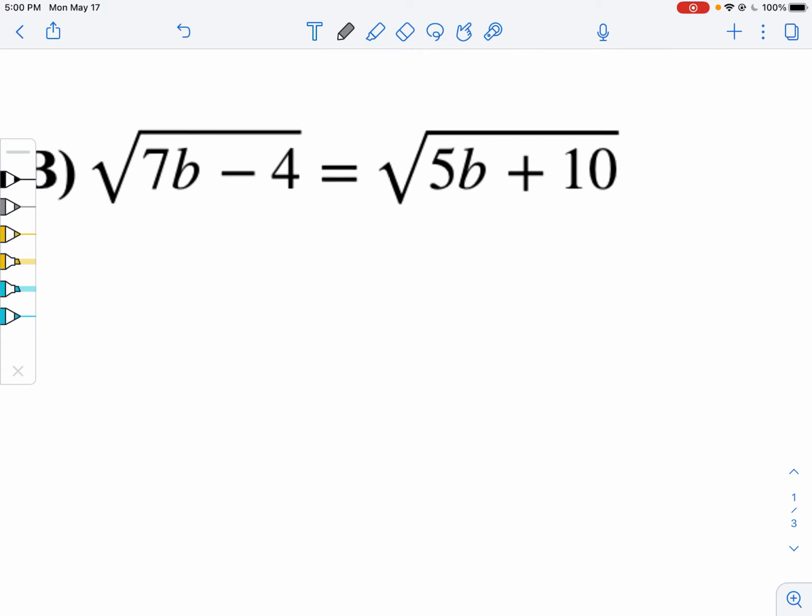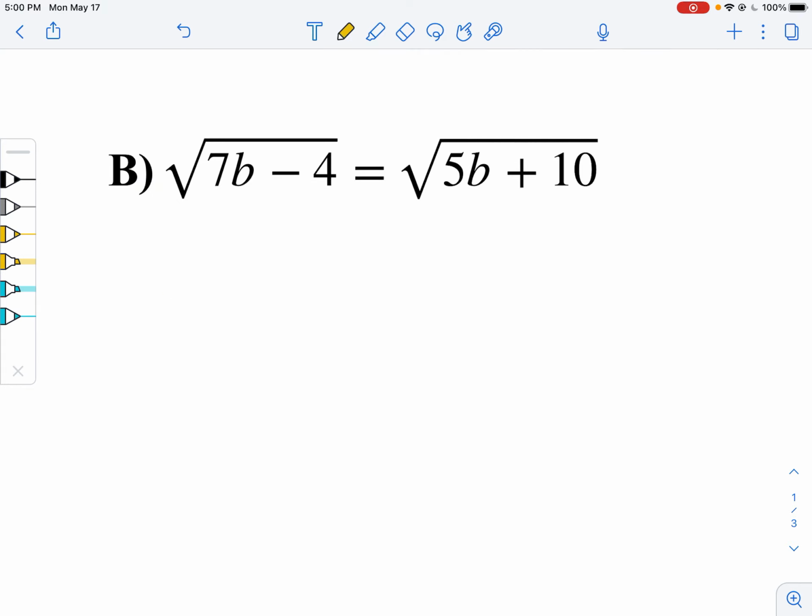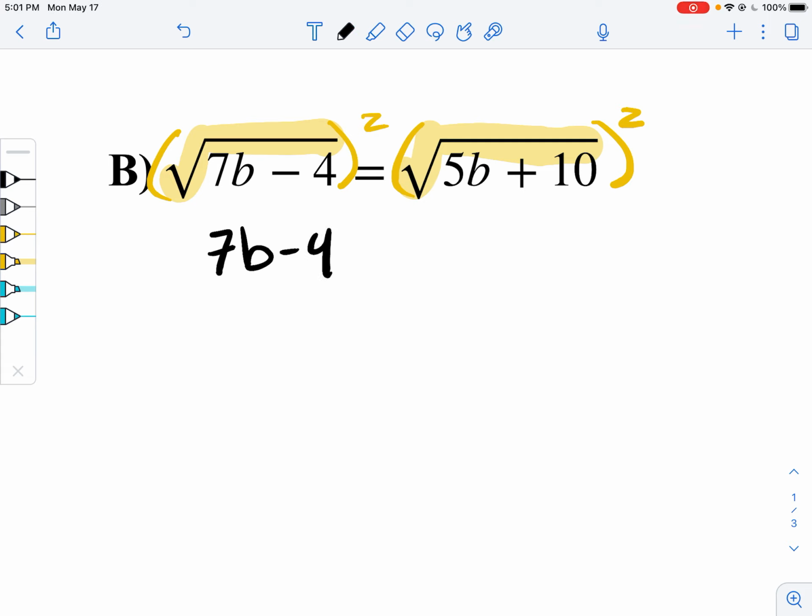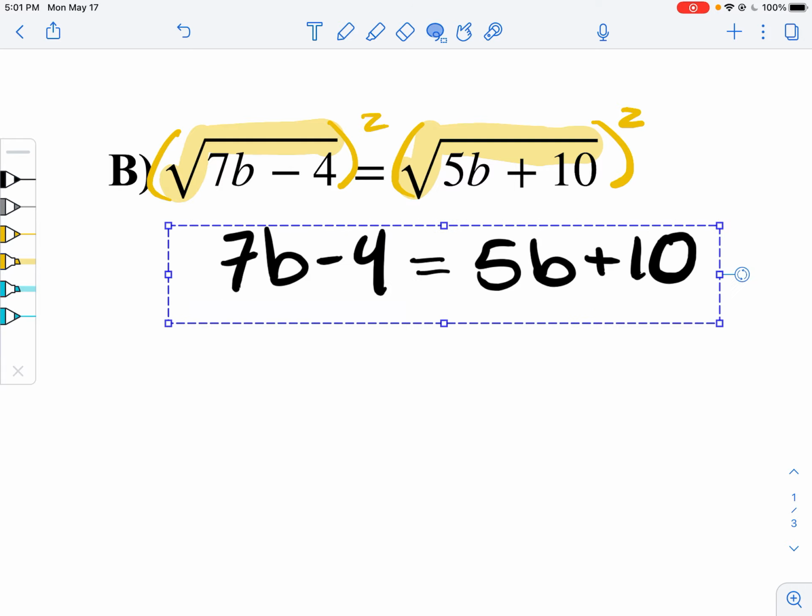Because, let's look at this guy. Oh look, we have 2 square roots. What will undo each of these square roots? You guessed it. Or maybe you didn't, but I believe you did. So you guessed it, square. So the square roots will cancel out on both sides, leaving us with 7b minus 4 equals 5b plus 10. So now that we've gotten rid of the radicals, we can solve this equation like a normal equation.